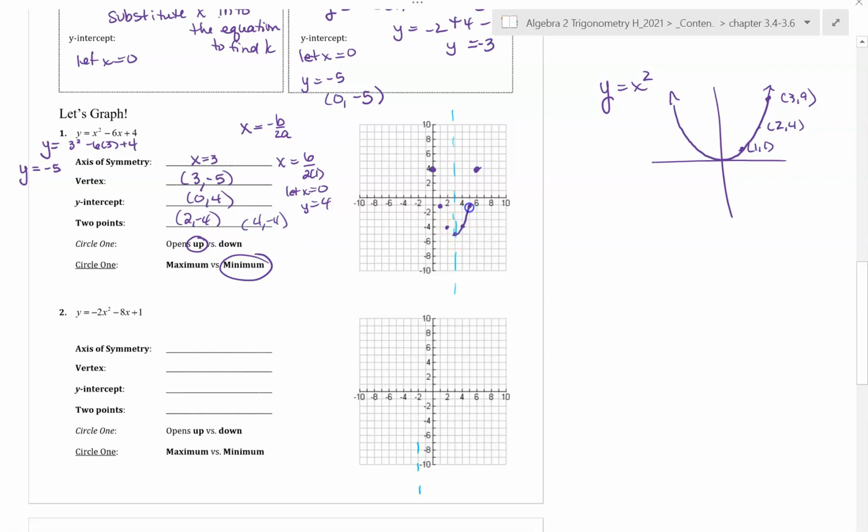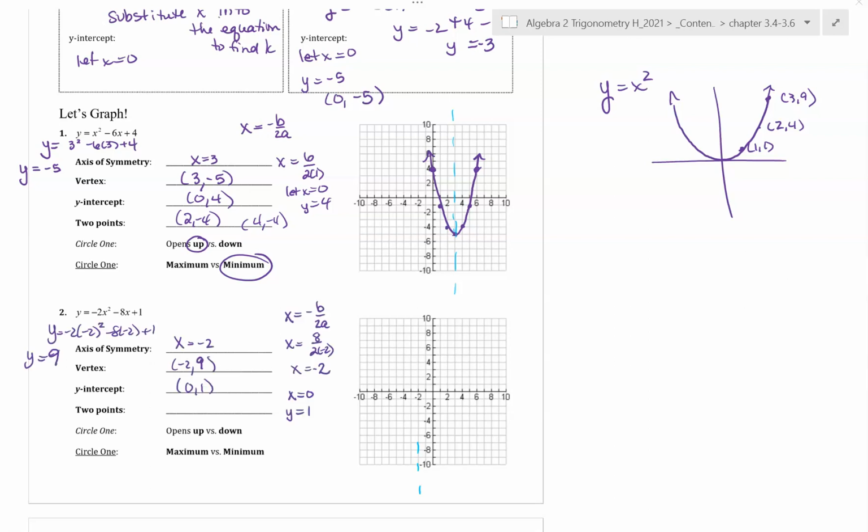Notice that the axis of symmetry might help to visualize where those points would be. And there's our graph. So what I would like you to do now is go ahead and pause the video and try number 2.